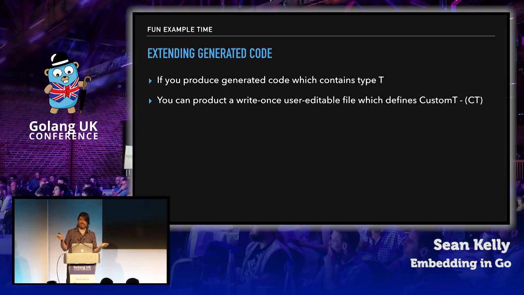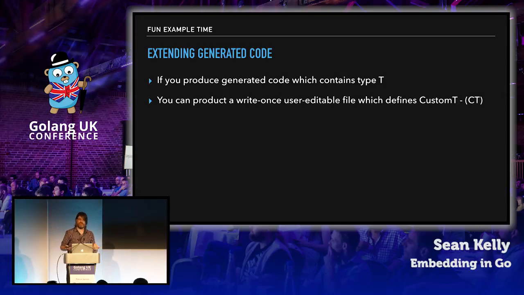And if there's nothing in custom T, it doesn't matter. Go doesn't really care. It doesn't stop you or say, hey, you're trying to embed an empty struct. You shouldn't do that. There's no point to that. But what it lets you do is isolate all the user-defined code in one file and all the structural scaffolding code in another file. And so you can regenerate that file over and over again, and you're never going to have any user code lost.